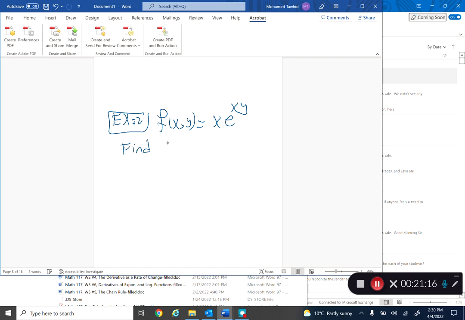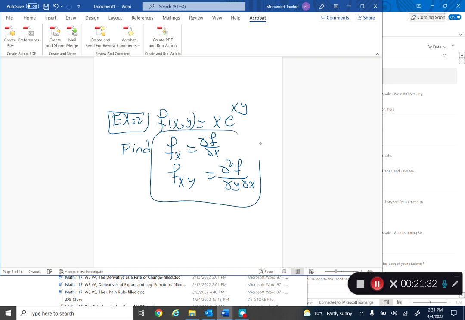I need to get f sub x. Sometimes I write it like df by dx, like this. And also I need to write f sub xy, which means d squared f by dy dx. So I need to find those two here, so that for the next question I switch to f sub yx. Okay, how are you going to do this one?